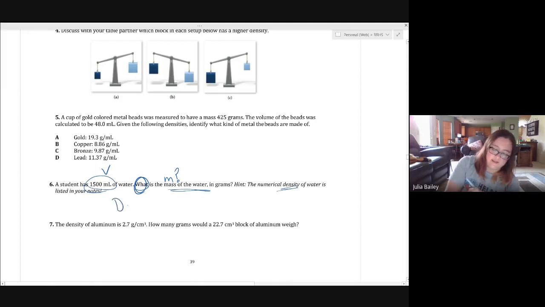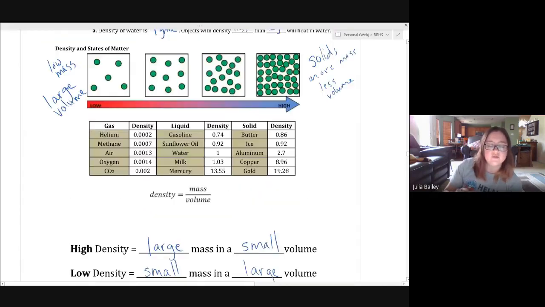And I know density equals mass divided by volume. We can rearrange this equation, right? And this is algebra 1, multiply by volume on both sides. And then this cancels out. Mass equals volume times density, right? So really we just need to multiply the volume times the density. Well, they tell us in the problem that the volume is 1,500 milliliters. And it says the density is in your notes. So let's go back and look in your notes.